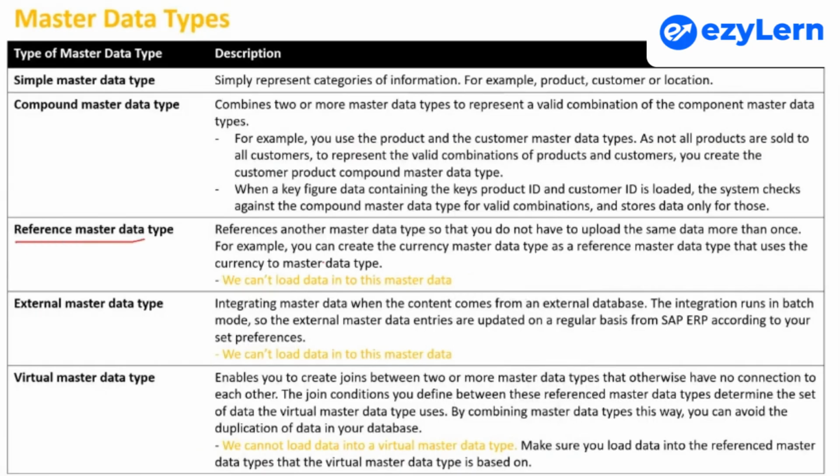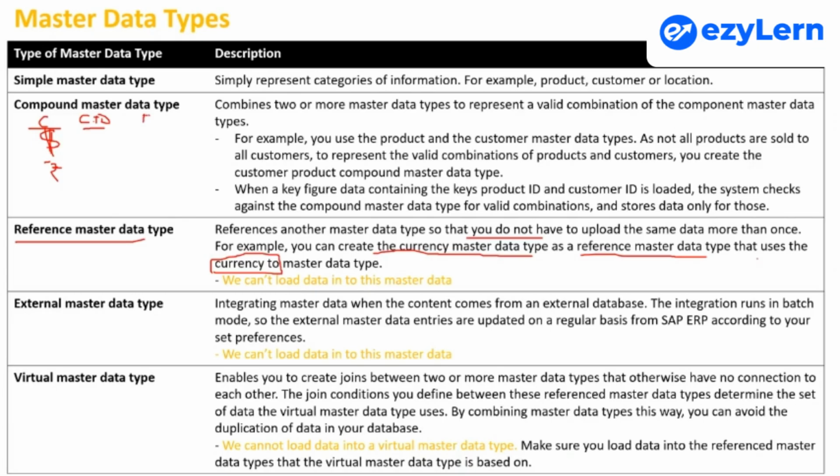What is a reference master data? Reference is another master data type, so that you don't have to upload the same data more than once. For example, you can create the currency master data type as a reference master data type that uses the currency master data type. For example, you load dollar, and then rupee, and then pound, etc. The same records will be referenced to another master data called currency 2. So there is something called currency master data and currency 2.